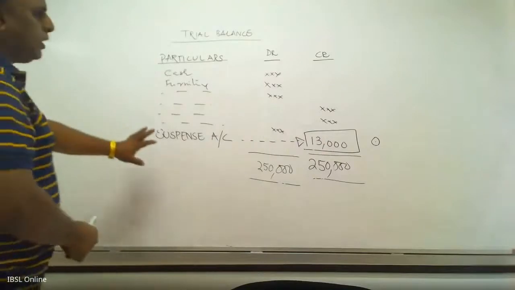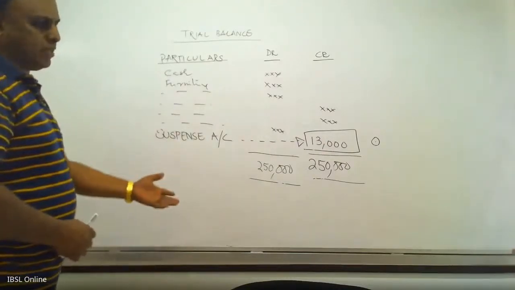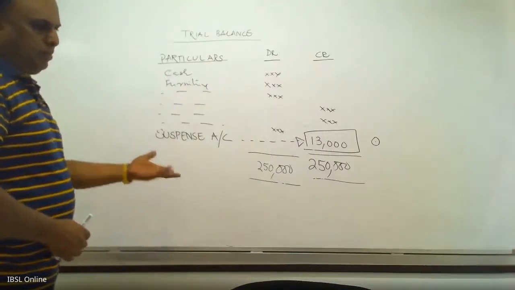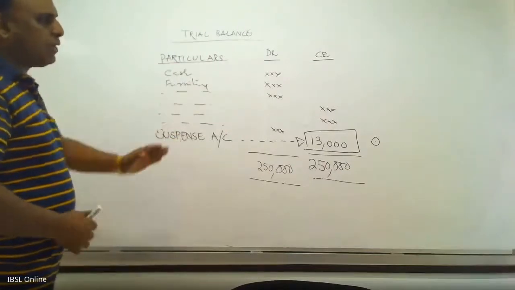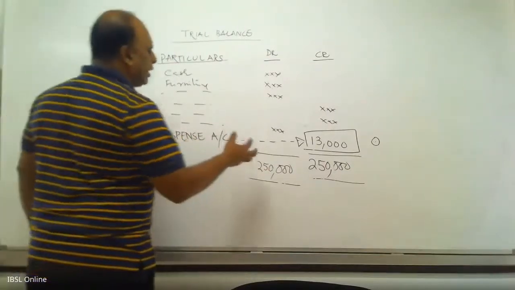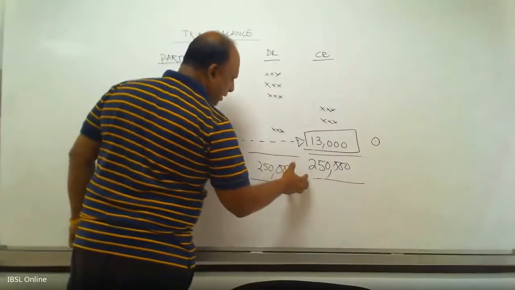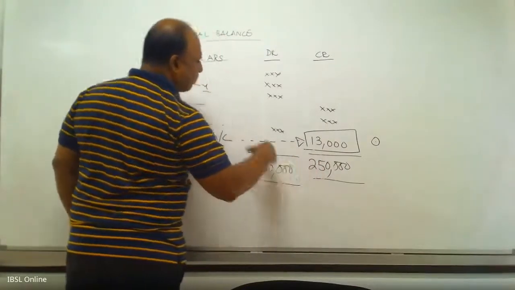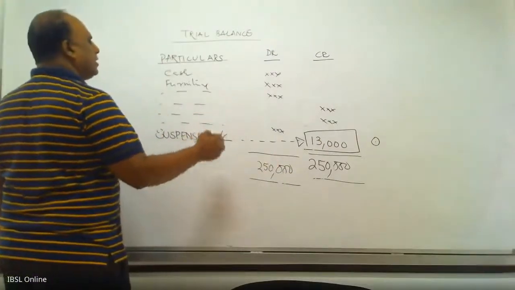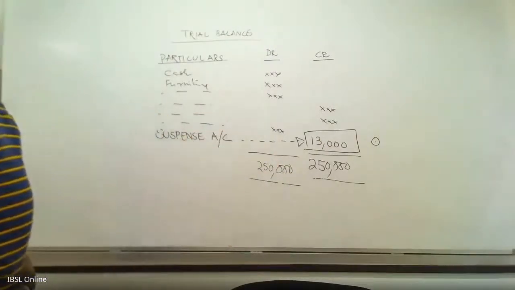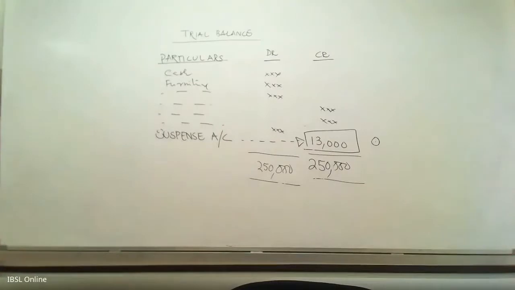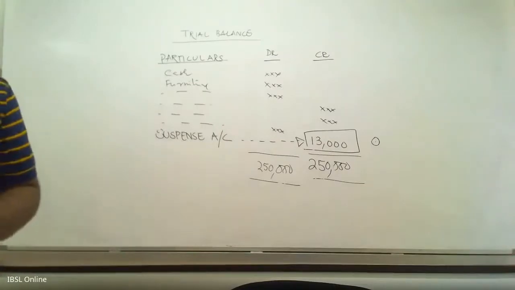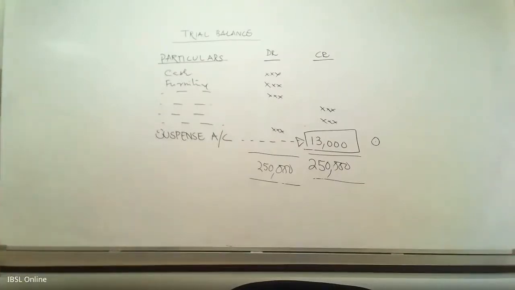The inversion can happen even in a transaction. But what we are talking about here is at the time of preparing the trial balance, you get a difference. And this difference has to be further looked into whether there is a transposition error. We are not talking about individual transactions. So I hope it should be clear to the person who has raised the question.